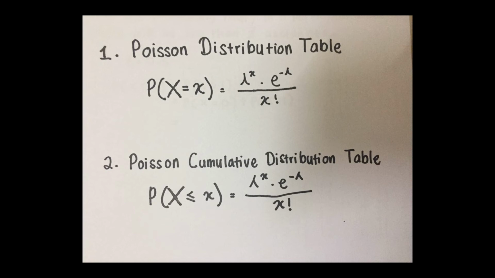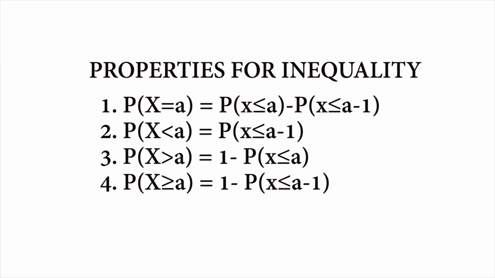For the Poisson distribution table, we can use it when x is equal to a particular value, for example, x is equal to 1. And for the Poisson cumulative distribution table, we can use it when x is less than or equal to a value, for example, x is less than or equal to 1. So these are the properties for the inequality.